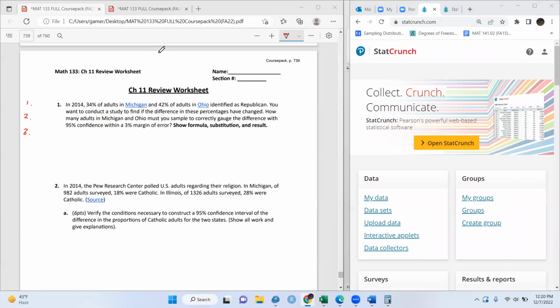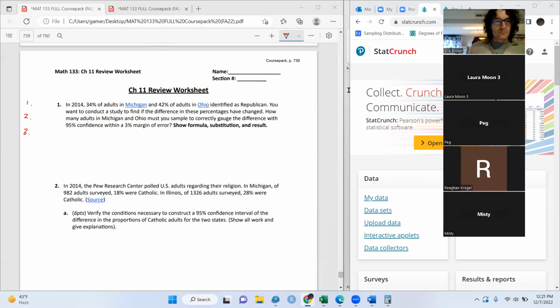Okay. Parameter for number 1. Proportion. How did we know? The percent. Good. Two sample or single sample? Two sample. I should mention that with proportions, we only do independent samples, but how did we know it was independent samples? Because there's two groups measured once.